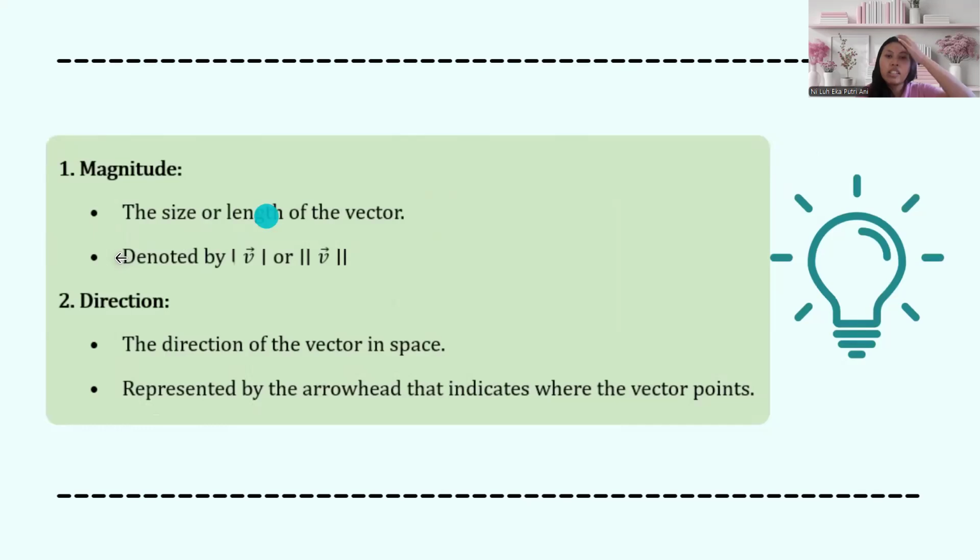So in a vector, we know that the magnitude is the size or length of the vector, usually denoted by the absolute value of v or the norm of v. And we have direction, the direction of the vector in space, usually represented by the arrowhead that indicates where the vector points.